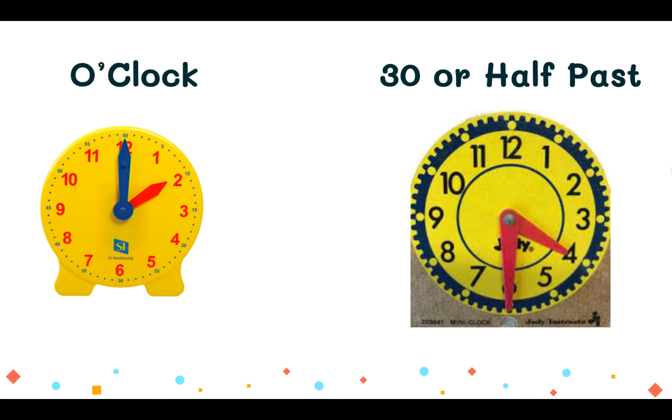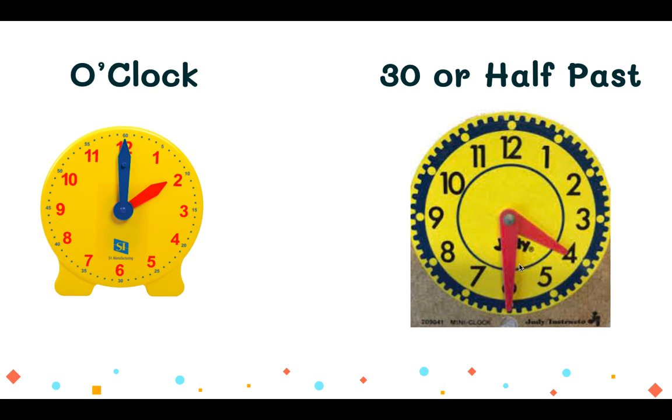Now, in class, we learned that if the long hand is on 12, what does that mean? Who remembers? That's right, it means o'clock. We will say, in this case, the short hand, which tells us the hour, points at 2. So we would say 2 o'clock because the long hand is on 12.